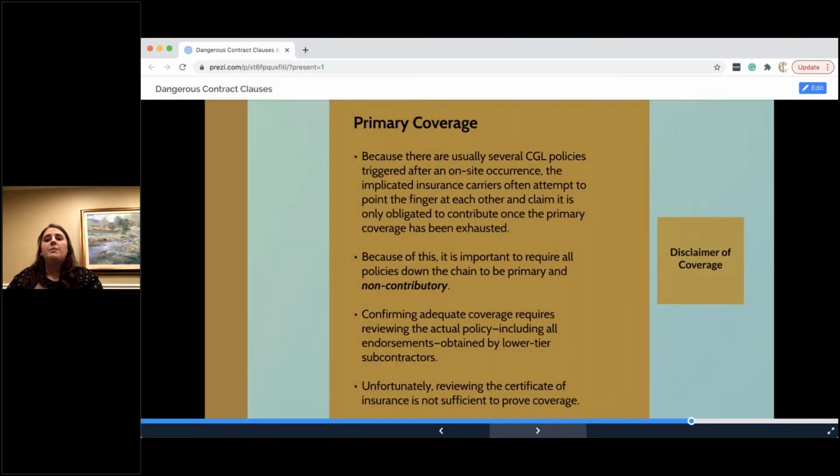So the next thing is our primary coverage. Typically you have a lot of policies happening on a construction project because the general contractor probably has an insurance policy as required in their prime contract. But they've now required you as a subcontractor to also have a liability policy. And let's say you're the drywall. Now they've also required the painting sub to have an insurance policy, and they've required the electrical sub to have an insurance policy. So who pays?